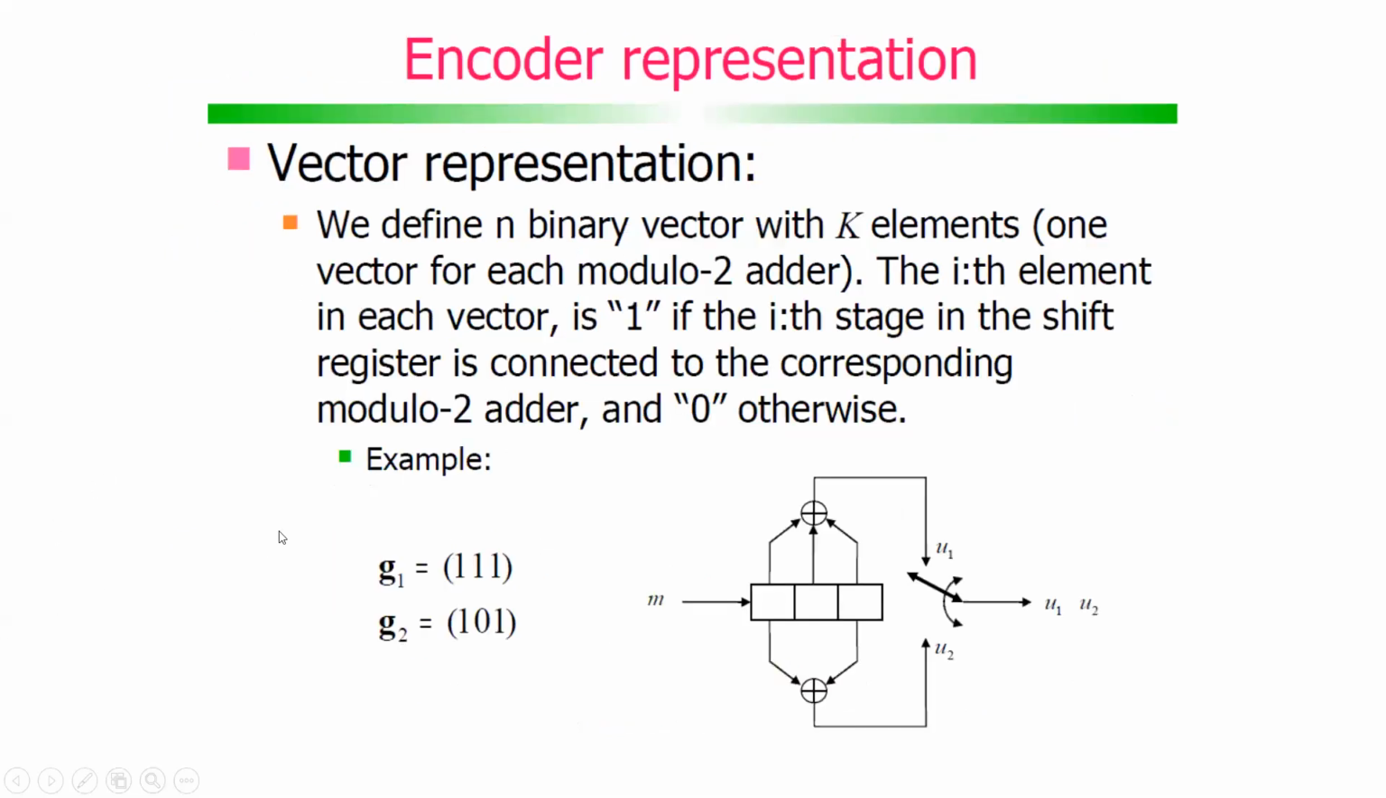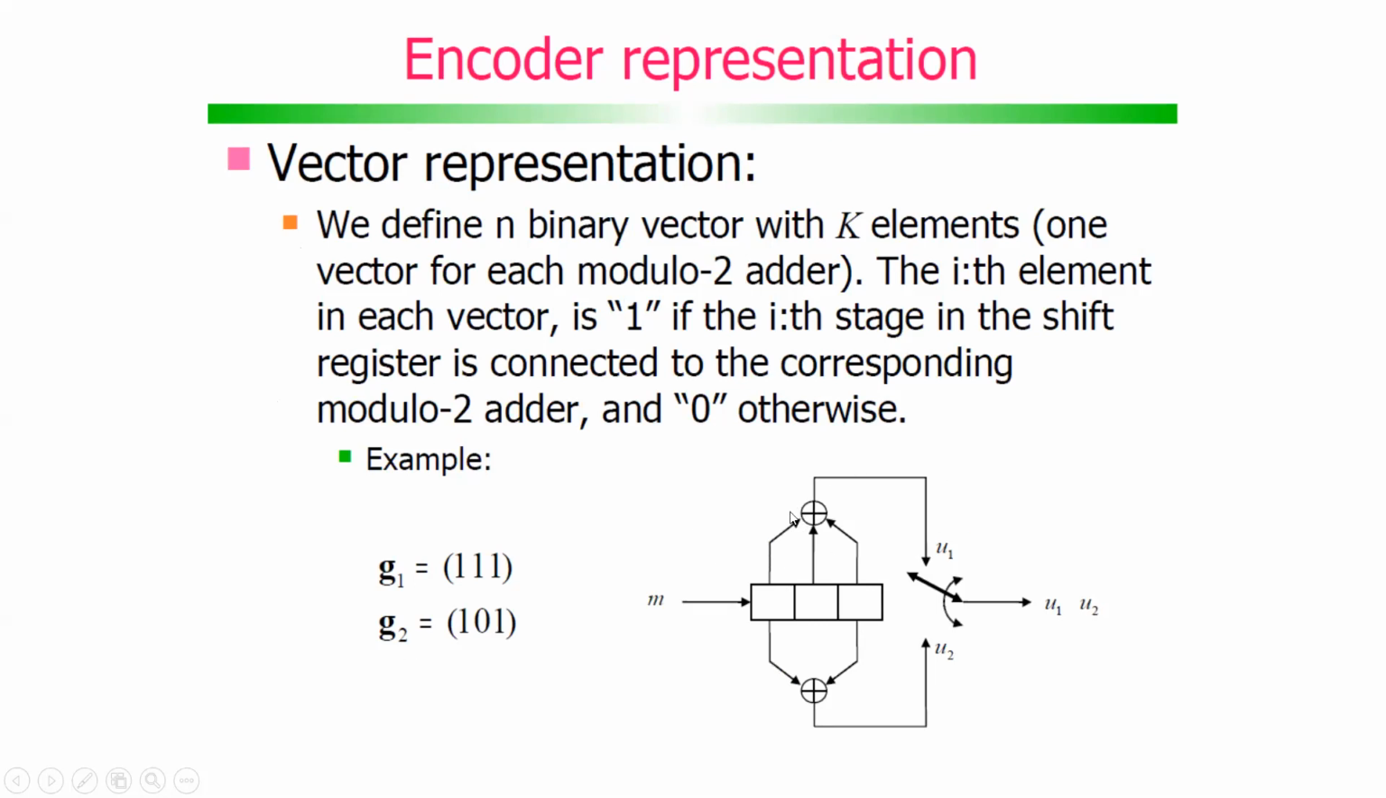Now, as I said, this is my block. This is my encoder structure. I can represent this encoder structure in the vector representation also. How can I represent this as a vector representation? We define n binary vectors with k elements. The ith element in each vector is 1 if there is a connection of the input bit to the XOR gate, the first element to the XOR gate, the second element to the XOR gate. This will be treated as 1.